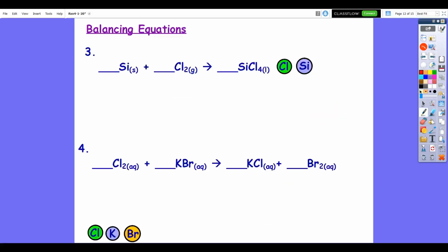So I'm going to work through another 2, the next 2, number 3 and number 4 on that worksheet. See, I've got a silicon, I've got 2 chlorides, 2 chlorines, then I've got a silicon tetrachloride.